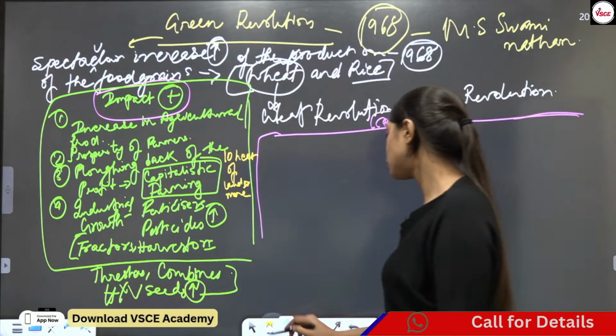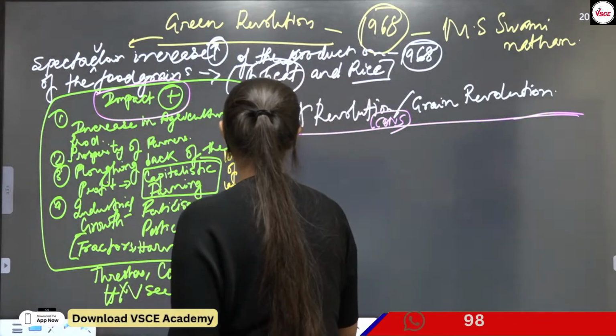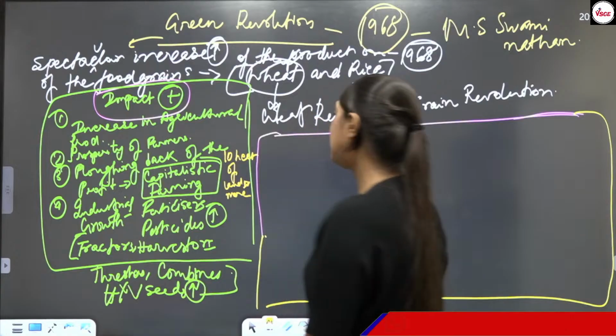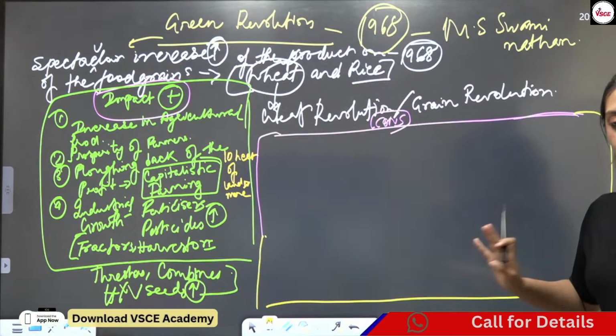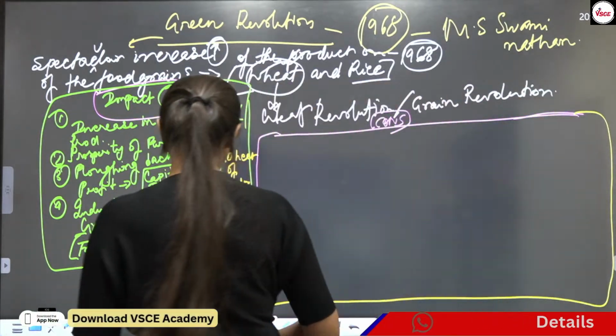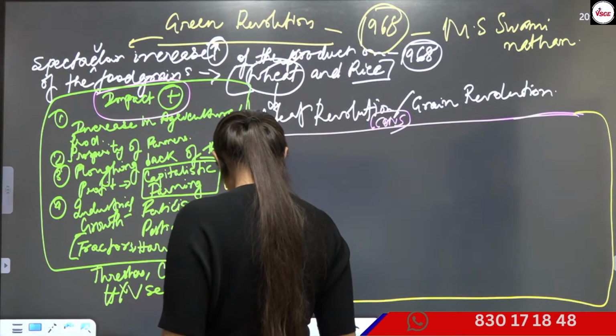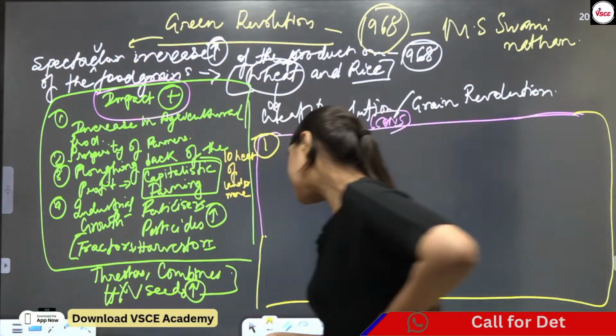Okay, let's go ahead with this part. Demerits are rather more, so focus on this well. Okay, the first thing that we are going to note is the demerits, the problems of the green revolution.